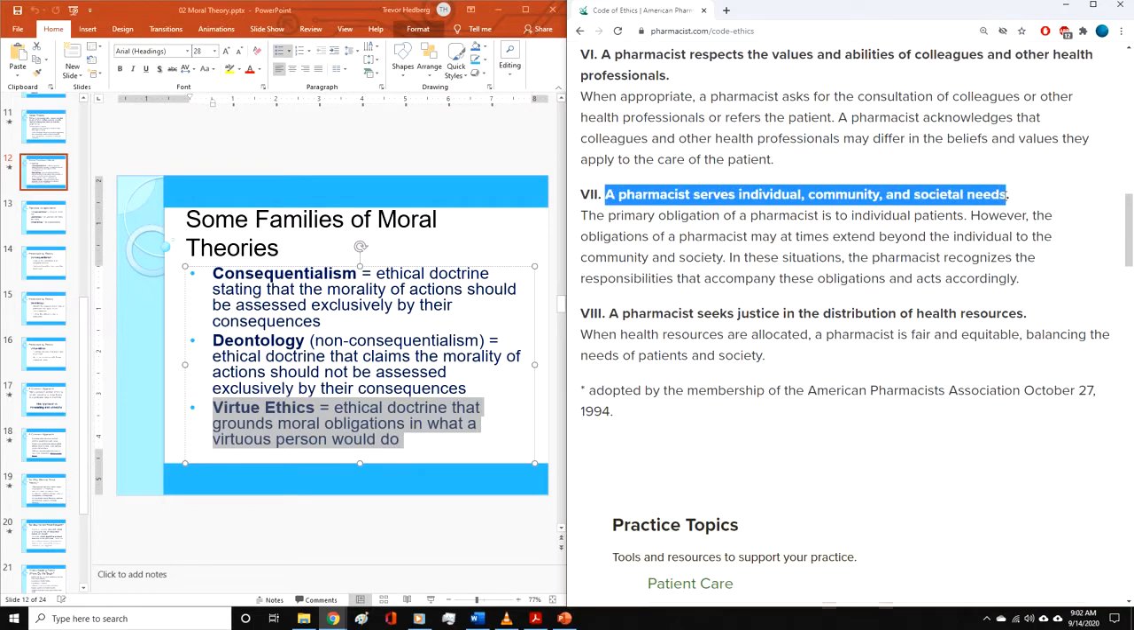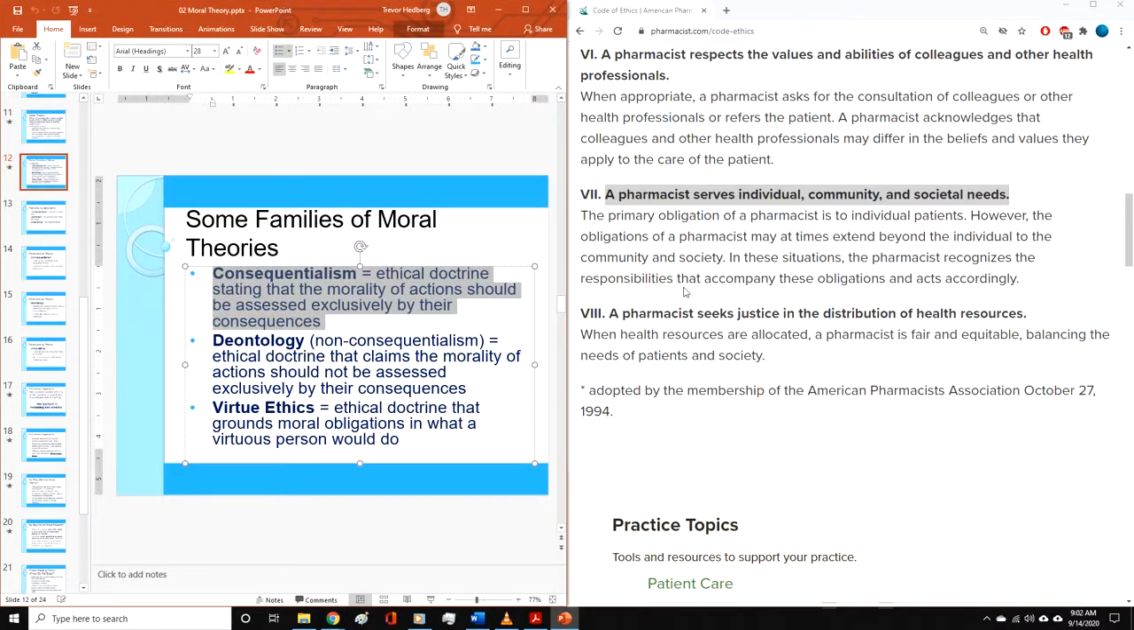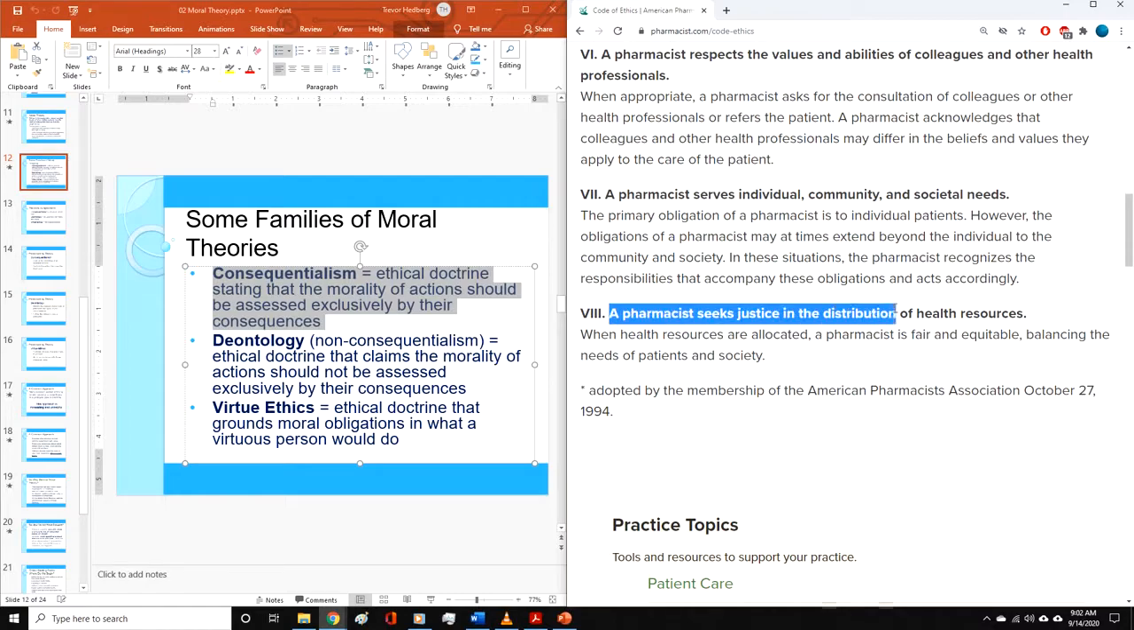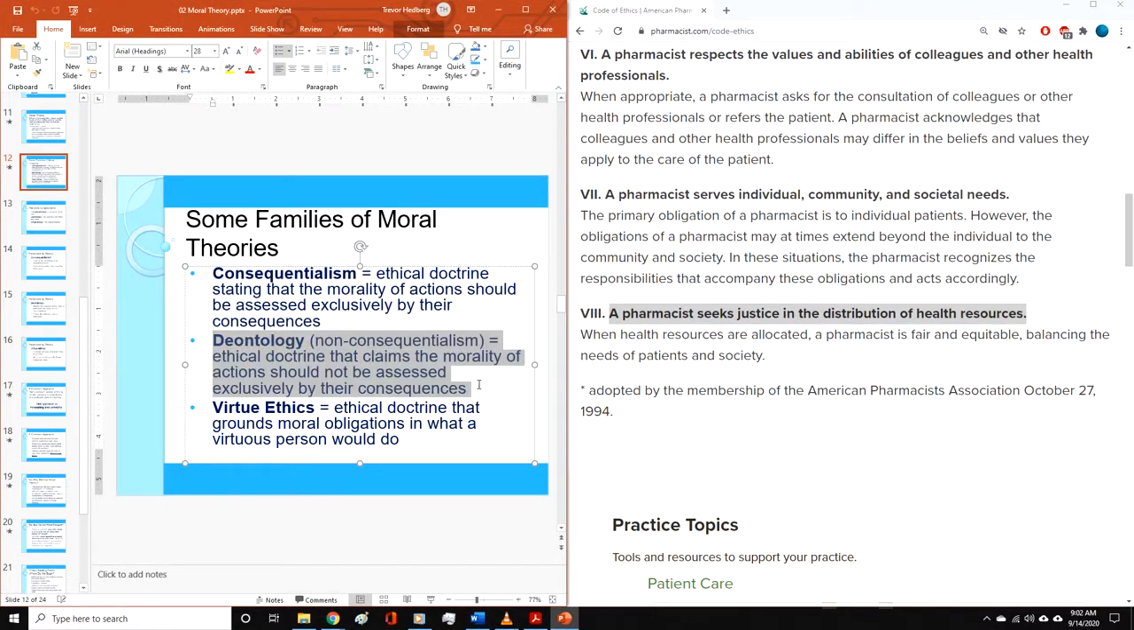A pharmacist serves individual, community, and societal needs. Again, this sounds like an application of the principle of beneficence, which is a consequentialist principle. And the last one, a pharmacist seeks justice in the distribution of health resources. Justice is typically going to be associated with the deontological moral traditions.